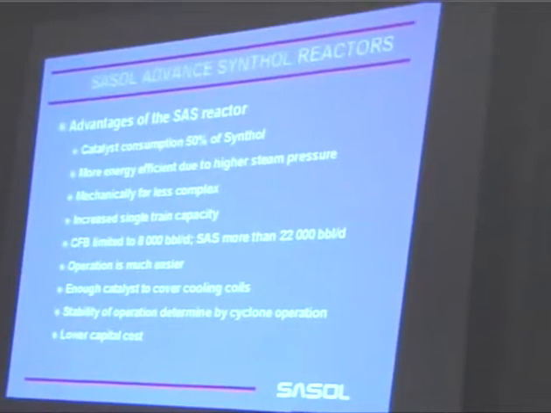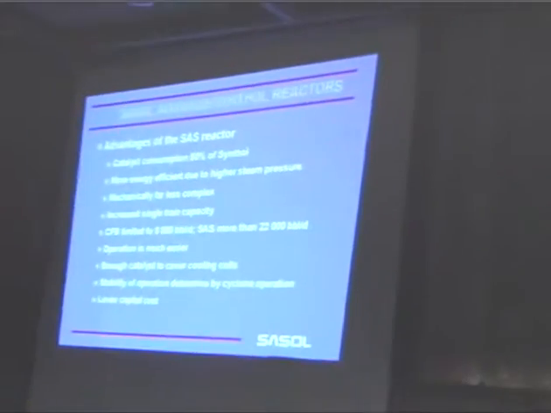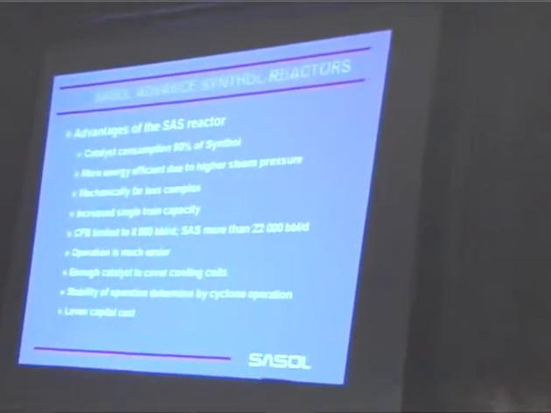And that means that you can pack less heat transfer area into that reactor. For the SAS reactor, you can make the reactor much bigger, so you can put 50% more heat transfer area into that reactor. That means we can raise the steam pressure, and because we operate at the higher steam pressure, our thermal efficiency becomes better. Obviously, mechanically, it's far less complex. It's a very smooth reactor. You don't have a lot of vibration in it.